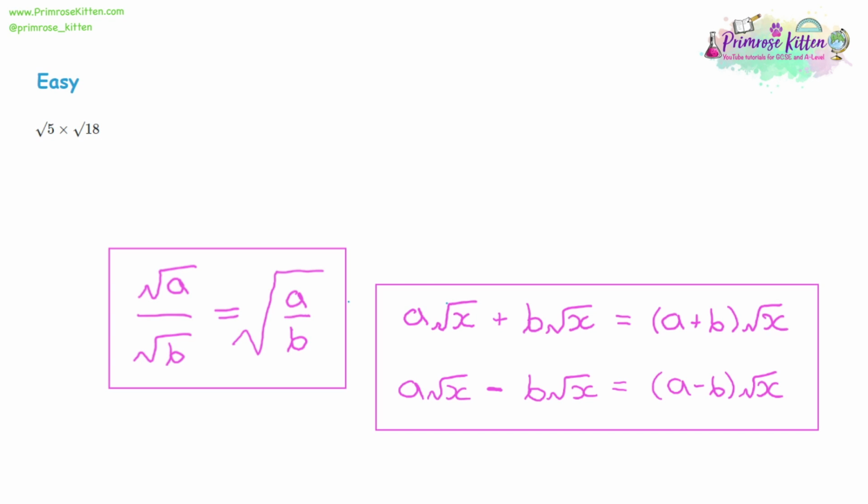So we've looked at adding, subtracting, and dividing surds. Now let's look at multiplying surds. So we have root 5 multiplied by root 18. Now this works the same way as the division.